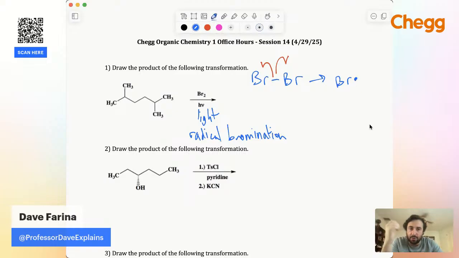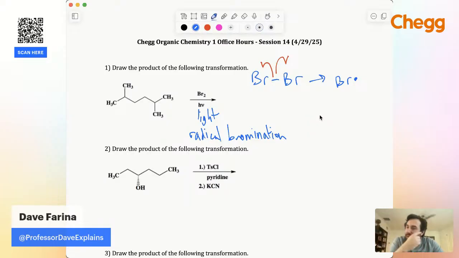Now, without doing the whole mechanism here, because last week, I believe it was, we did the radical chlorination mechanism. This is absolutely identical, just with bromine instead of chlorine. So the bromine radical is going to interact with a particular carbon-hydrogen bond. And in doing so, it will grab a hydrogen radical to become HBr, and it will leave an alkyl radical.